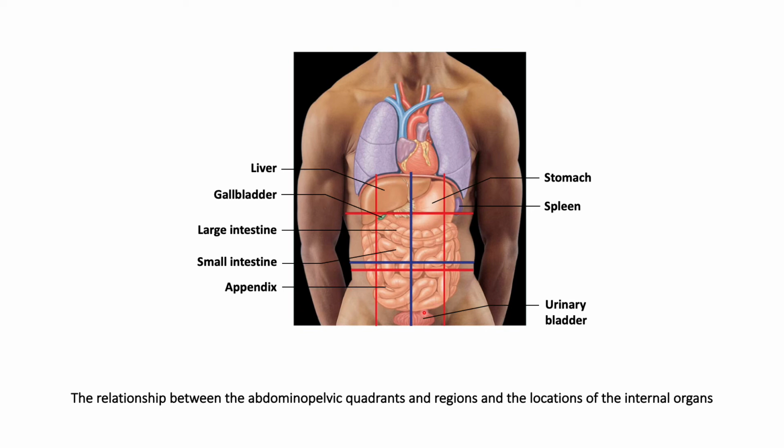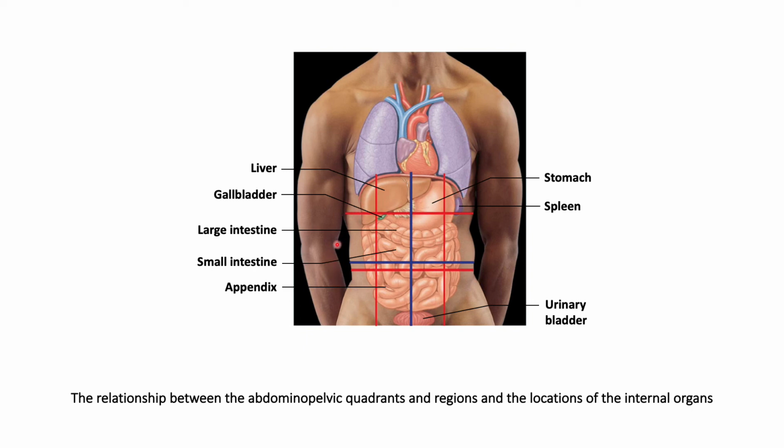Now, zooming into the regions. In the right hypochondriac region, we see the liver, we see the rest of the liver in the epigastric region, and we also see the stomach, which we expect to see because that's the epigastric region, right? In the left hypochondriac region, we're going to see the spleen also.